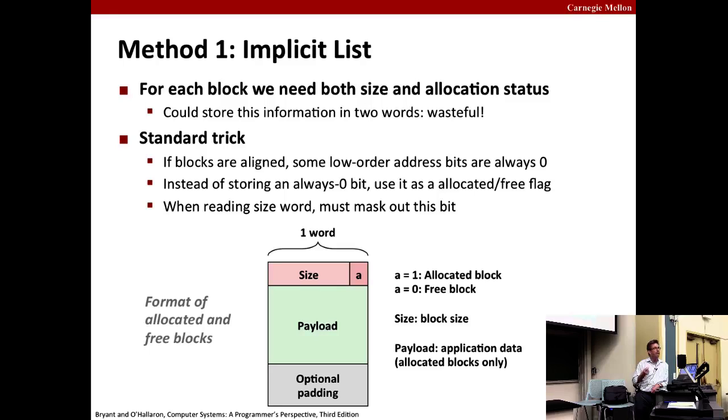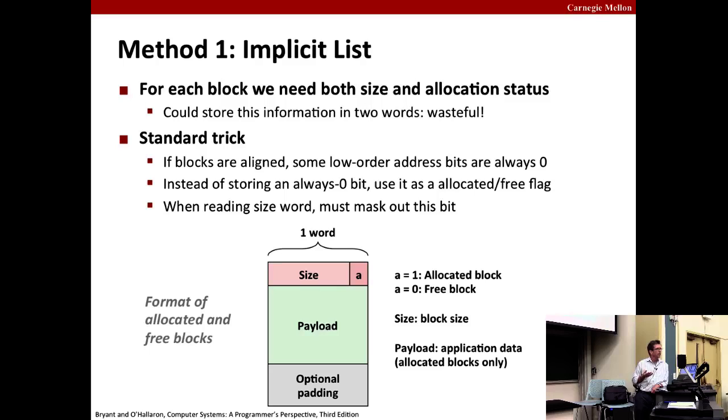So if it's aligned to an 8-byte boundary, the three low-order bits will always be 0, right? 8 is 1, 0, 0, 0. 16, 1 with 4 zeros. 24, 1, 1, 0, 0, 0. Right? So any 8-byte aligned block has to be size 8, and it has to start on an address that's a multiple of 8.